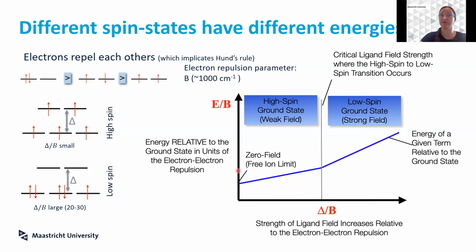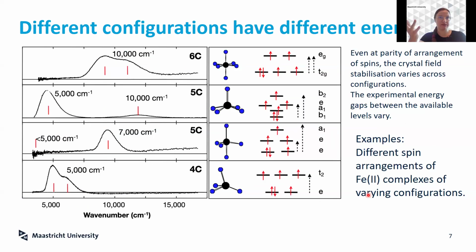So for the same system, from free ion all the way to the highest possible field of a given ligand, you can have a transition between high spin and low spin. There is a moment in which this line will go up here, this one will go like that. They cross over, and if you increase this parameter, at some point you drop into a low spin configuration, even though you started with a high spin configuration. Is this something that we see?